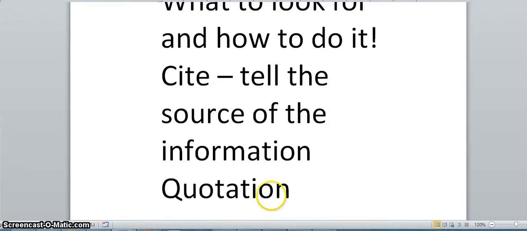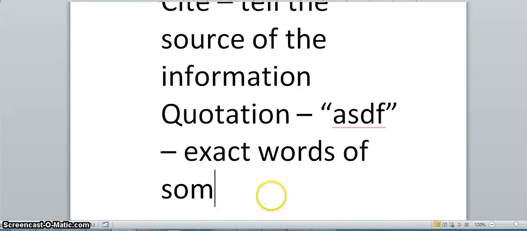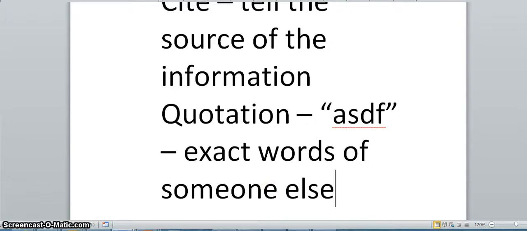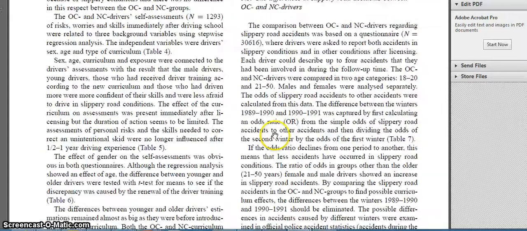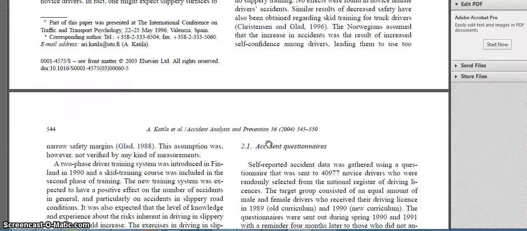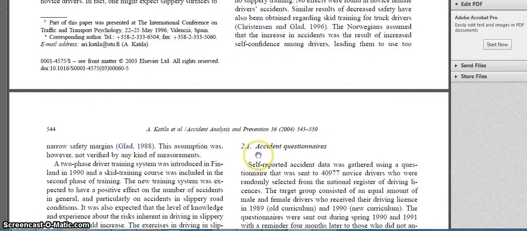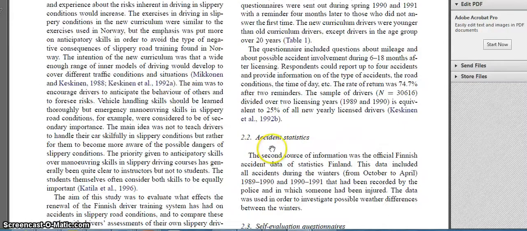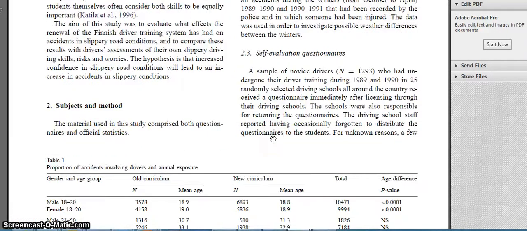A quotation is when we have exactly the exact words of someone else. And there too, we need to cite the source of our information. So we can see how we've previewed it. We can see, of course, all the different headings, and we have here subheadings. 2.1 Accident Questionnaires, 2.2 Accident Statistics, and all of this helps us see, for example, subjects and method, more information.